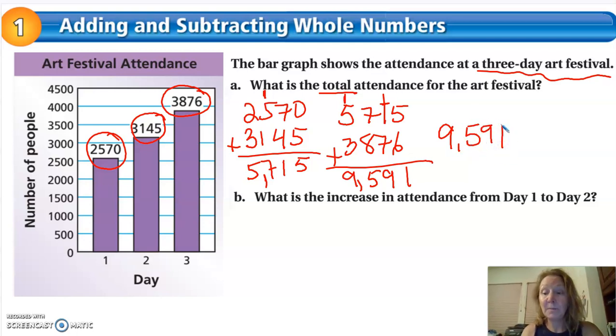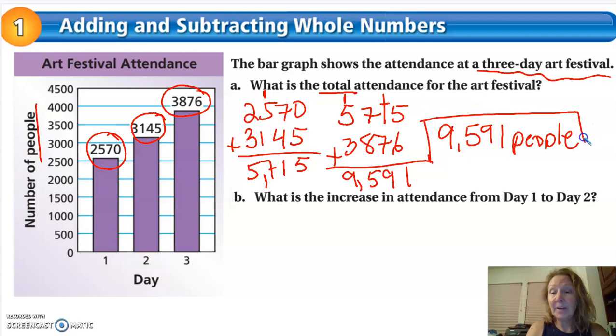9,591, and it's a word problem, and word problems always have words with them, like the units. And so the units for this is people, right? We were measuring the number of people. So I'm going to say this is my answer, 9,591 people.